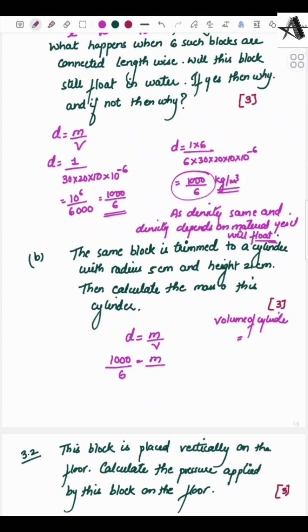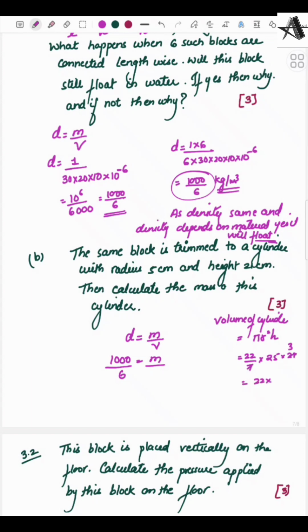As I told you, it doesn't matter whether it's in the shape of a cone or a cylinder, the value of density remains the same, as it's the property which depends on the material. So 1000 over 6, mass we have to calculate. In place of volume, I'll write the volume of the cylinder. Volume of cylinder is pi r squared h. Pi is 22 over 7. R squared is 5 squared, which is 25. And height is 21. From here, this will be 3.